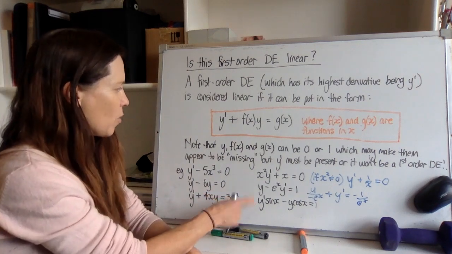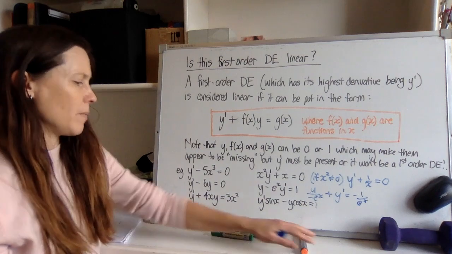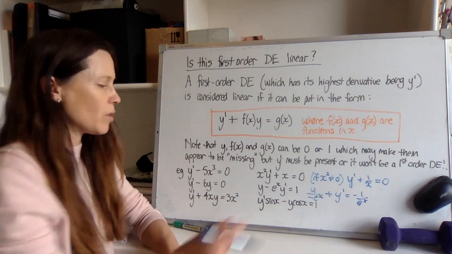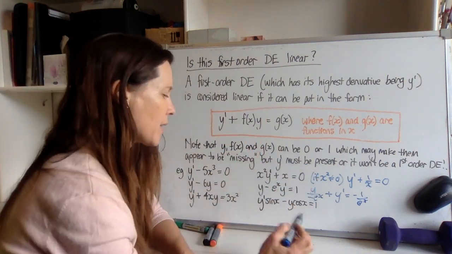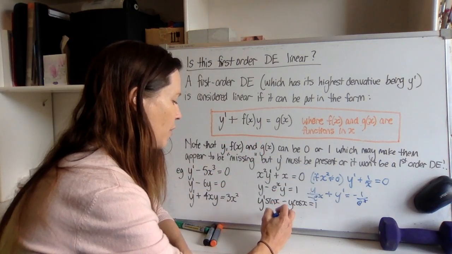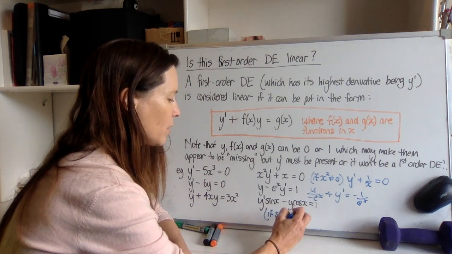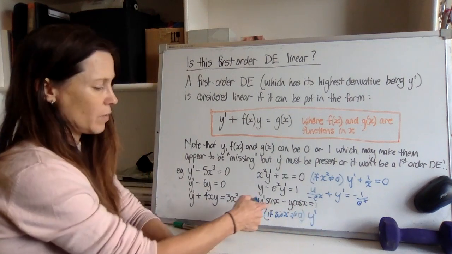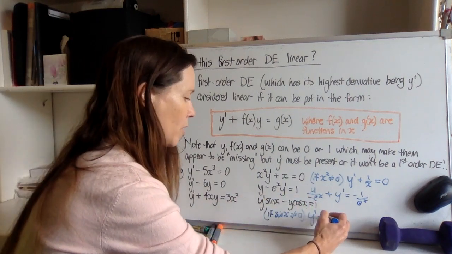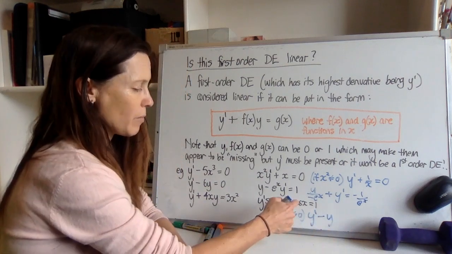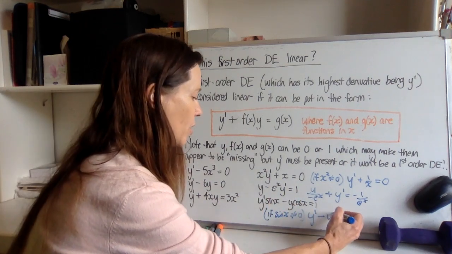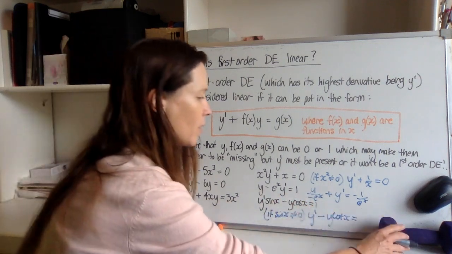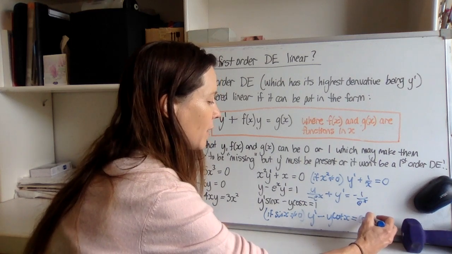Now for this one, we need to get the y dash by itself, so we need to divide by the sine of x. So that means the sine of x can't be 0, otherwise we won't be able to force it into that form. So you'd need to put that little disclaimer there. Let's write it underneath here. If sine of x is not 0, then we can say that y dash, dividing by sine of x, is equal to minus y, and then we've got cos x over sine x, which is going to be cot x, is equal to 1 over sine x, which is going to be cosec x.